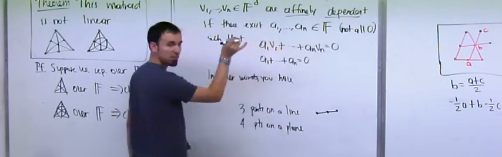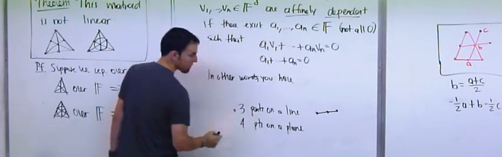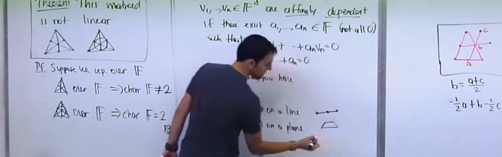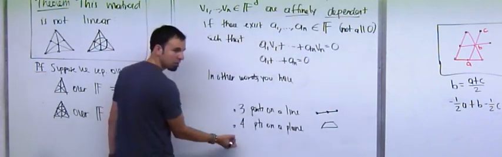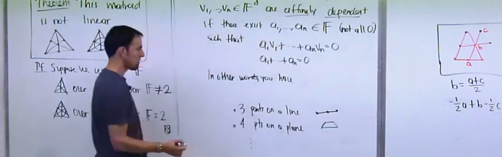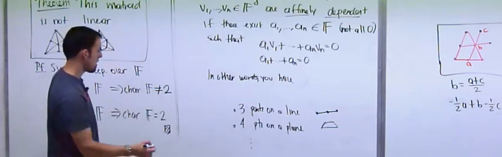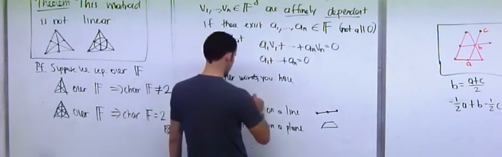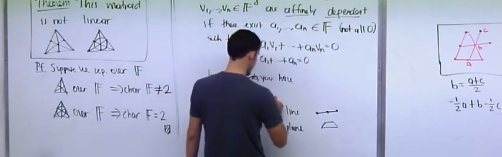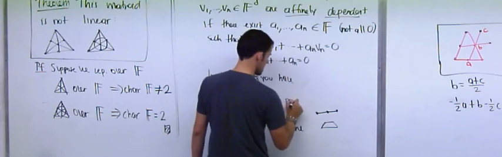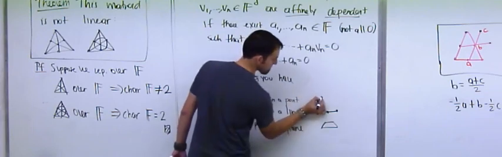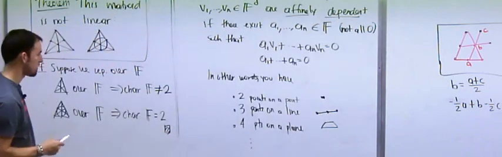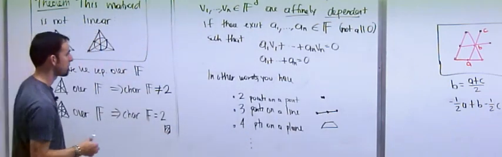If you are affinely dependent, it's because you have either 3 points on a line, or 4 points on a plane, or etc. 5 points in a 3-dimensional space, and so on. I left a space here because I want to also say 2 points on a point. If you have 2 points that coincide, then they are dependent. Okay?